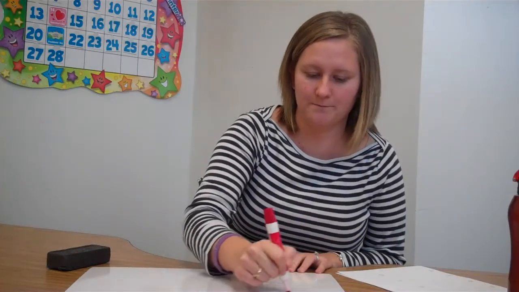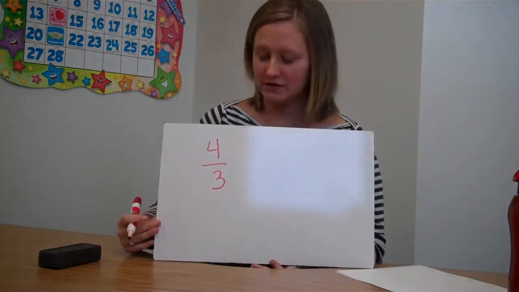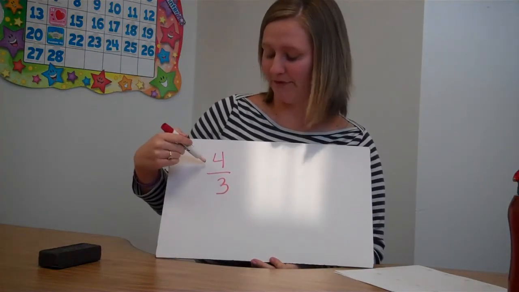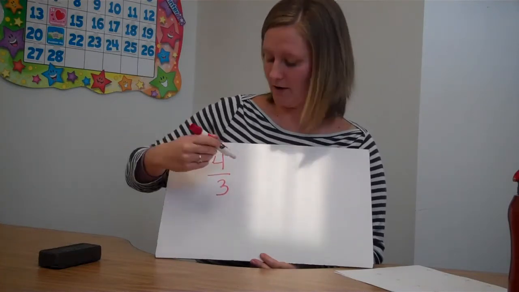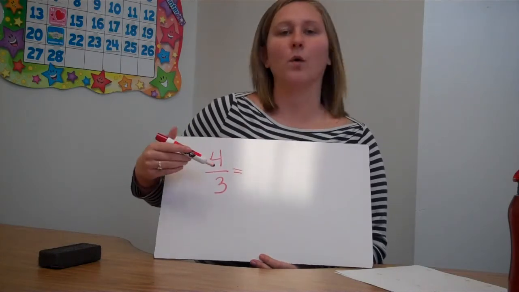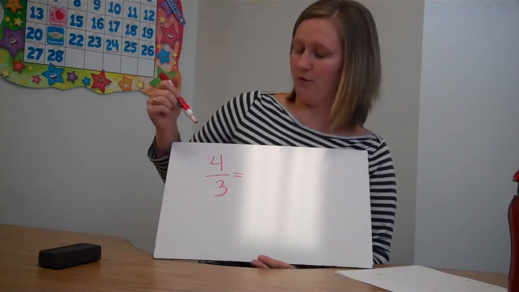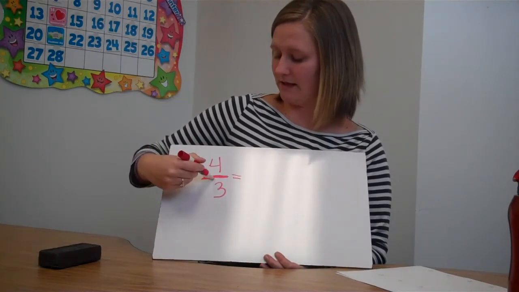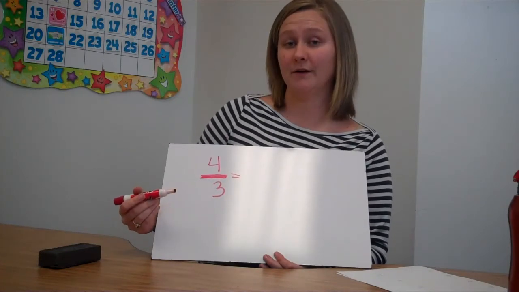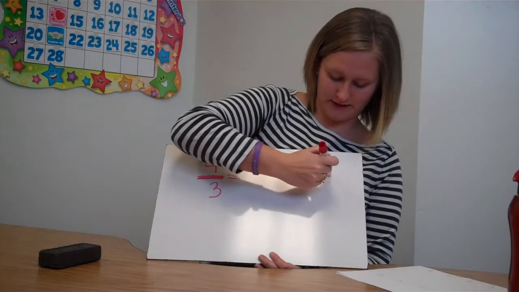Okay, so 4/3. The very first thing that you do when this is an improper fraction: an improper fraction has a larger number as the numerator than it does the denominator. Okay, so the very first thing you need to ask yourself is, can 3 go into 4? A fraction line is always like division. It's another way of dividing. Okay, so what you're going to do is you're going to say 3 into 4.